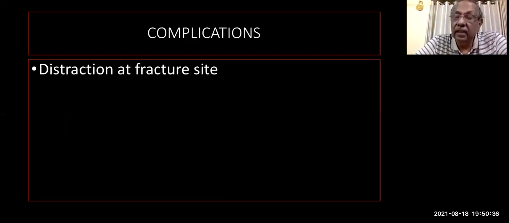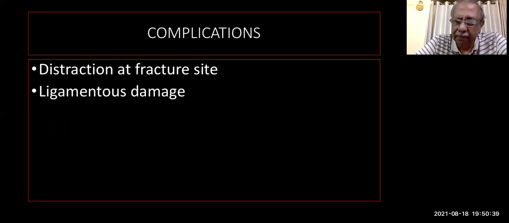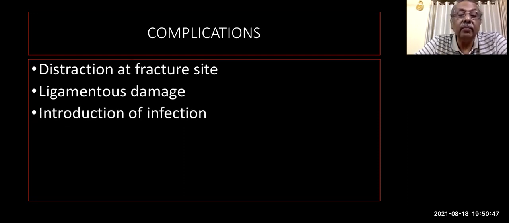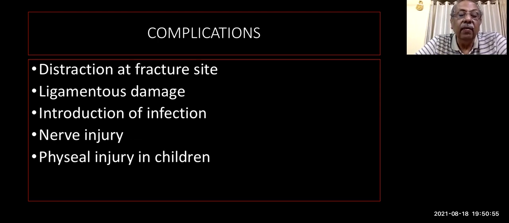Now the complications: it can produce distraction at the fracture site. So if there is a ligamentous injury to the knee, it can become worse because of the distraction. The pins definitely can introduce infection into the bone. It can produce nerve injuries and physeal injury in children. In children, how is the traction given by different methods? You use a K-wire, and there are K-wire traction units in many hospitals, but nowadays you can use an Ilizarov half ring, which is equally good for this purpose.